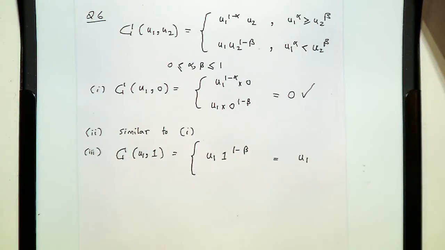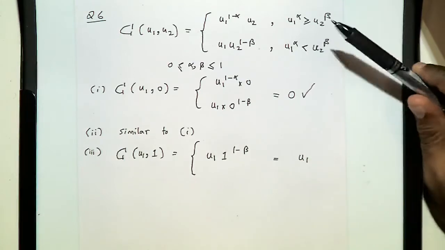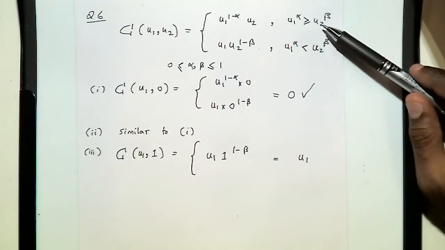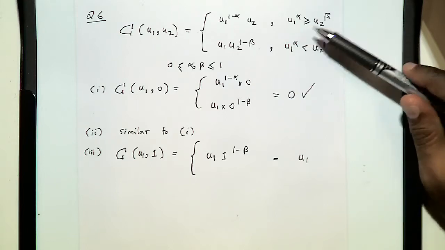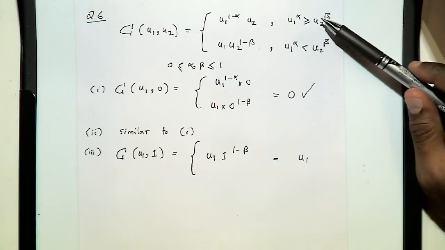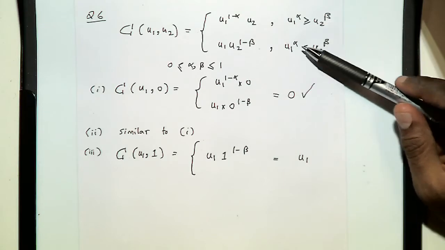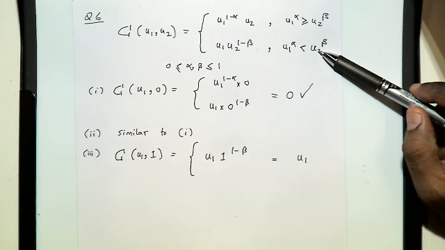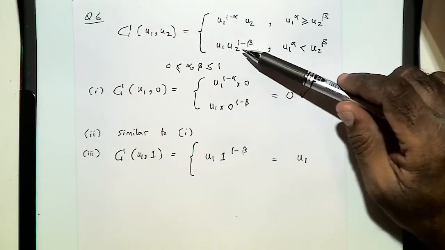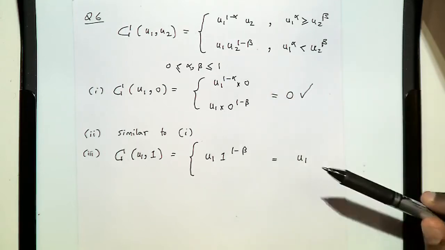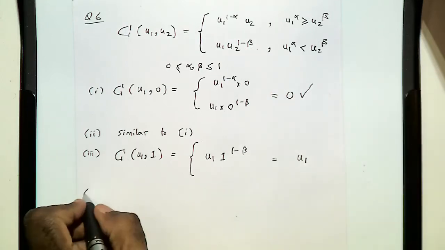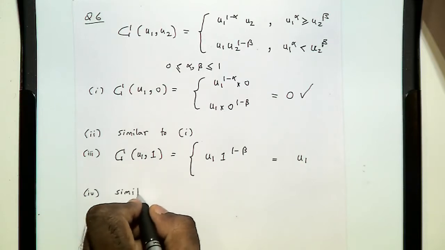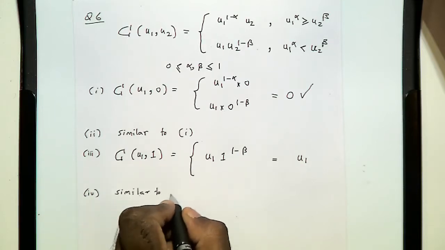Do you see why? Because if u2 is equal to 1, you cannot have u1 greater than or equal to 1, because u1 is a number between 0 and 1. So only this condition will be satisfied. Alright, so you put u2 equal to 1 here, so you get this to be u1, right? And condition 4 is similar to 3.